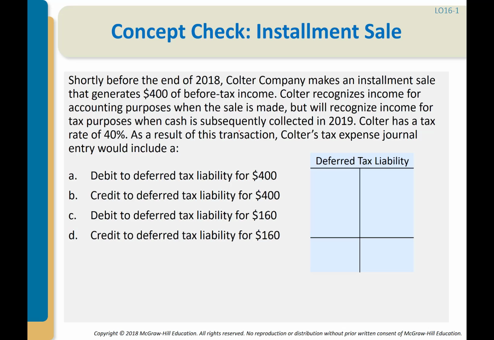Coulter has a tax rate of 40%. As a result of this transaction, Coulter's tax expense, and so we look at this, and this is one of those where they're going to make us figure out the tax expense for the future, right? So if we have $400 before tax income, for book purposes we take it when the sale is made. But if we're not going to report that for tax purposes, then it goes into the future. Then we have $400 of income that we will take in future years, right?